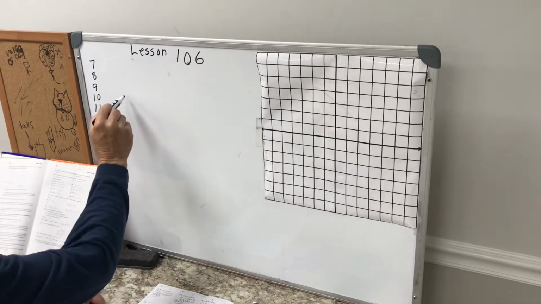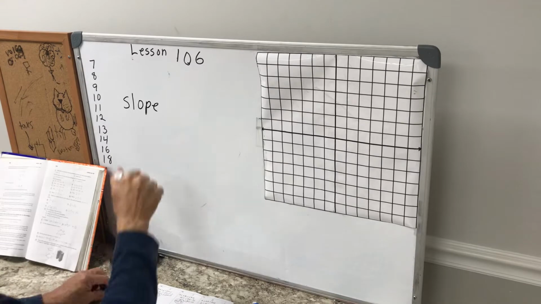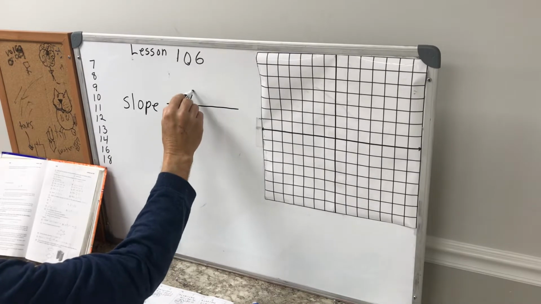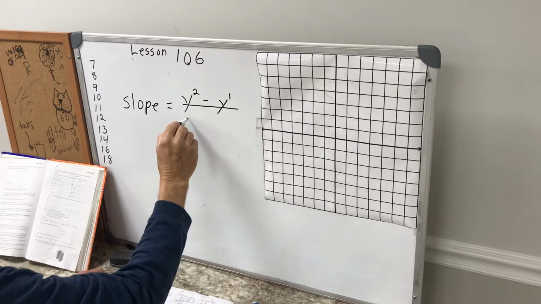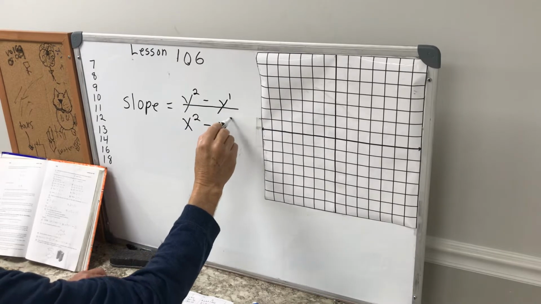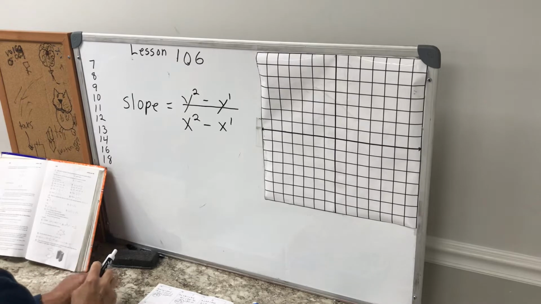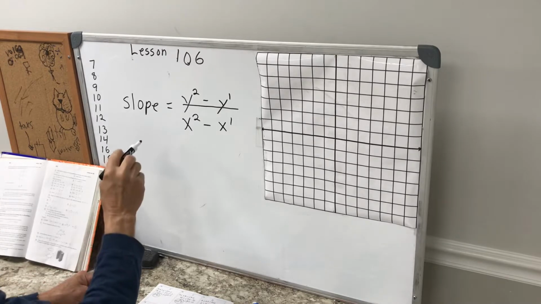To find the slope, and put this down in your practice block, slope equals y2 minus y1 over x2 minus x1. This is the key to finding slopes without actually graphing them. They're trying to teach you this. So if you're ready, I'm going to show you how to do this.